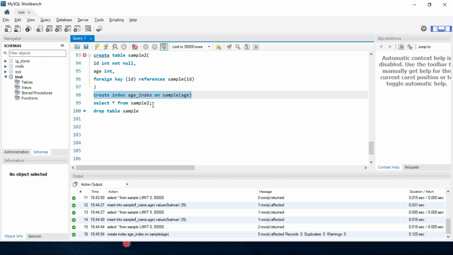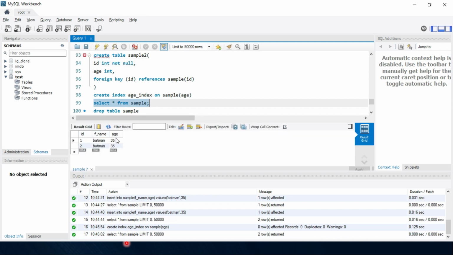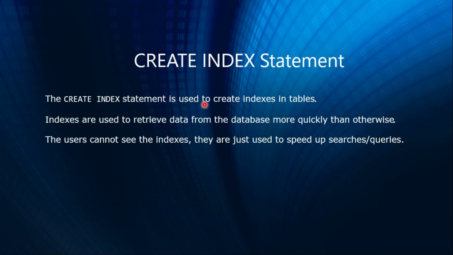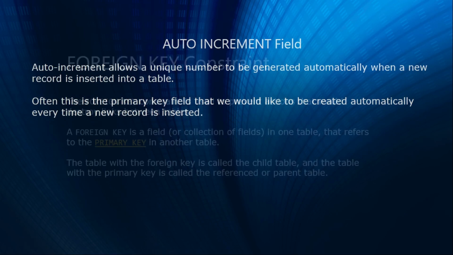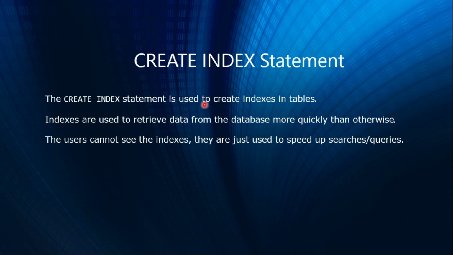But if I see the data from here, you won't see the index. As you can see, id, first name and age are just there. Even though I created the age index, it is not being seen, but it was created on the sample table. So this was all about today, guys. We studied the primary key, foreign key, the auto increment field and how to use it, and then the index. Hope this helps.